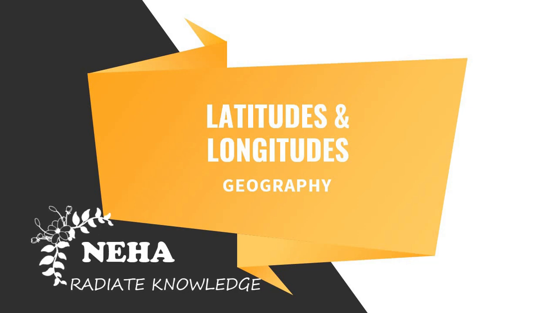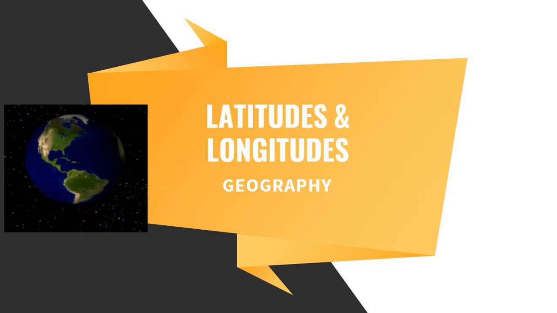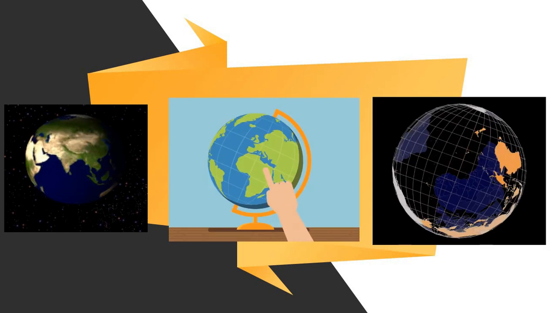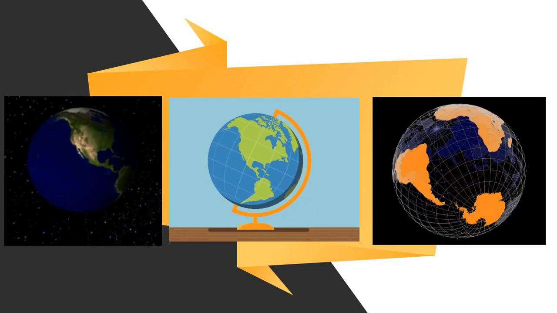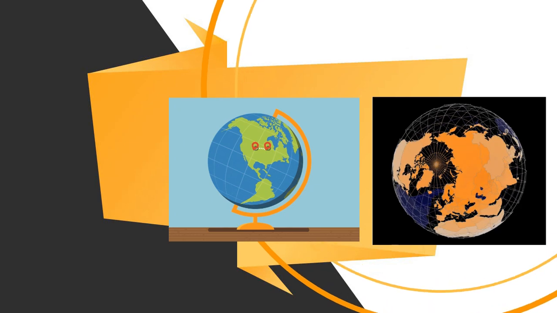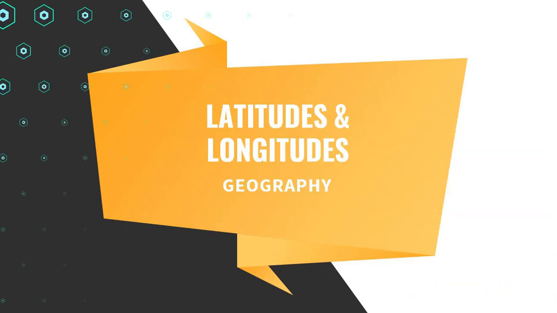Everyone, today we will start our second chapter of Geography Class 6. In this chapter we will learn about our Earth, globe, imaginary line. So let's start with the learning objective.